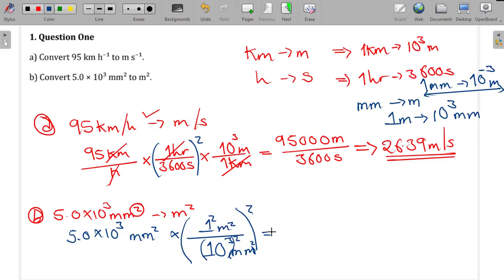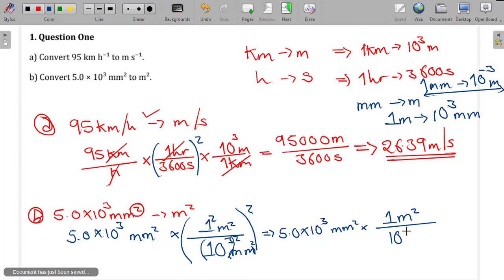So in short, I'm ending up with 5.0 times 10 to the power 3 square millimeters multiplied by 1 squared, which is just basically 1. So on my numerator, I'm going to have 1 multiplied by meter squared. Then what about my denominator? I have 10, I have 3 here and 2. What's happening to the 3 and 2, the powers? How are we going to manipulate the powers? You multiply them. So we're going to have 10 to the power 6.